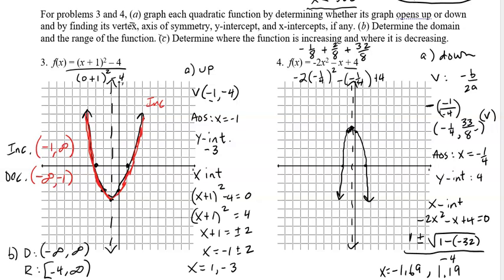There's our graph. Now we just do the rest of the information, the domain and range. So we know what the domain is. All reals. The range is going to start at the y-coordinate of the vertex, 33/8, and then it's going down.